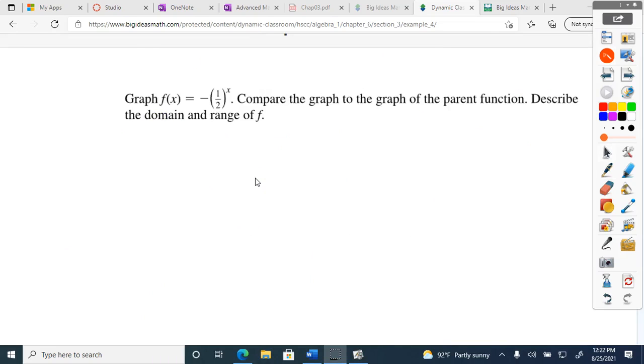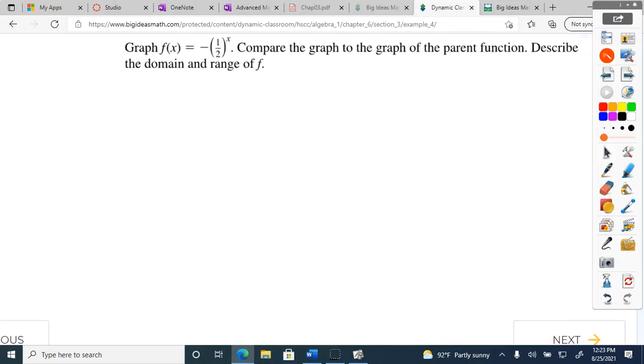Same process here. Make my table, or my graph, excuse me.